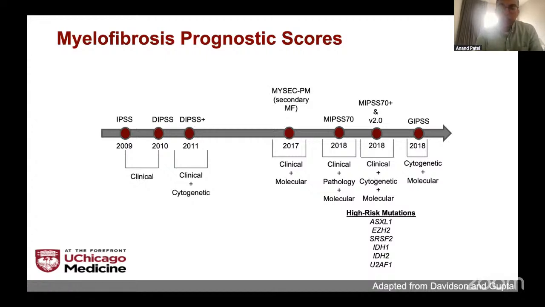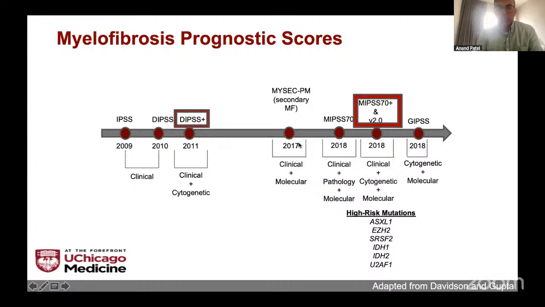Now, one thing to note is all of these scores, with the exception of the MYSEC-PM, were developed in patients with primary myelofibrosis. So the only score that specifically was made for people with secondary myelofibrosis is this MYSEC-PM score. So that begs a question: just because these scores were only studied in primary myelofibrosis, does that mean that they're not effective at assigning risk for people with secondary myelofibrosis?